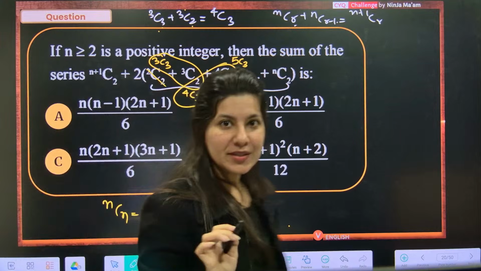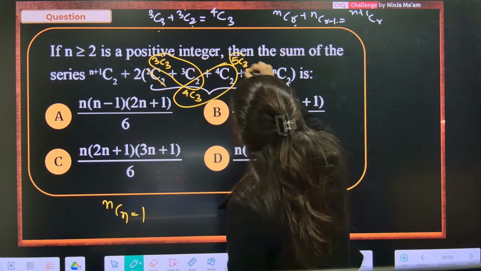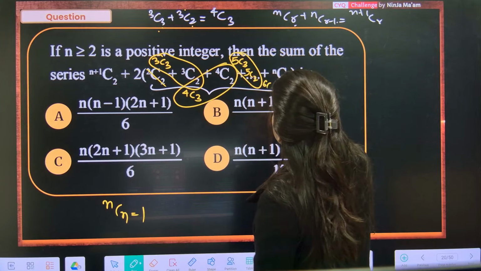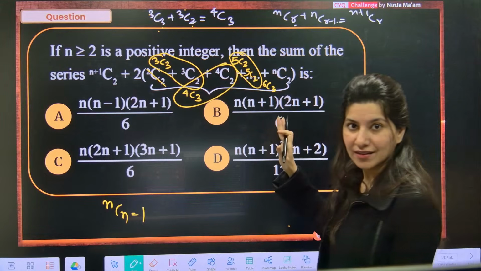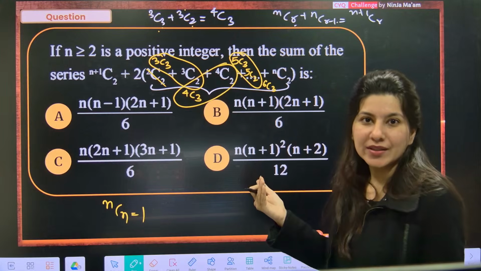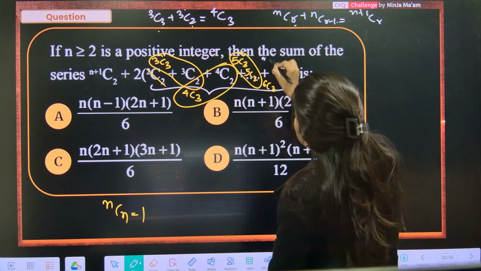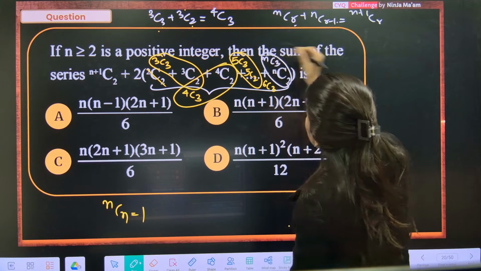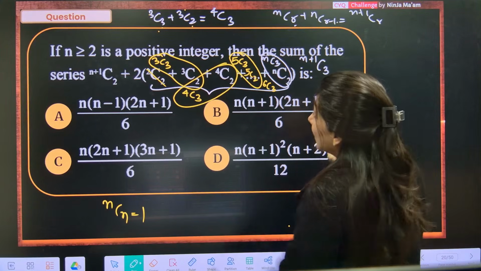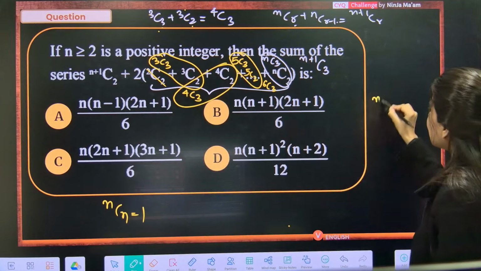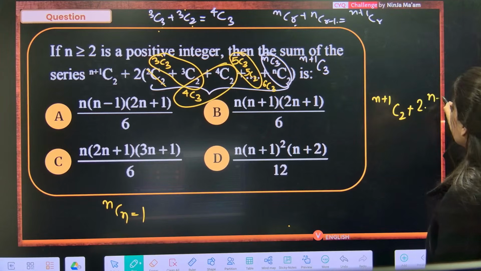Are you getting my point? Yes. And after that you have 5C2. Now again these two will get clubbed together so that you can get 6C3. Okay, 6C3. And now it will keep on continuing. The moment you reach NC2, you are going to get NC3 ready. NC2 plus NC3 in the end will become N plus 1 C3. So now your expression will be N plus 1 C2 plus 2 times N plus 1 C3.